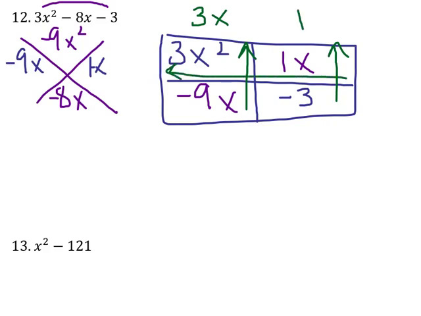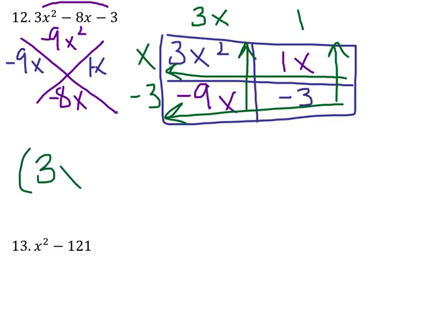Greatest common factor of 3x squared and x is just x. Greatest common factor of negative 9x and negative 3 is a negative 3. Multiply everything back in to double check your answers. And our final answer is 3x plus 1, x minus 3.